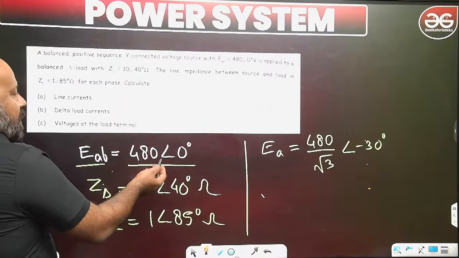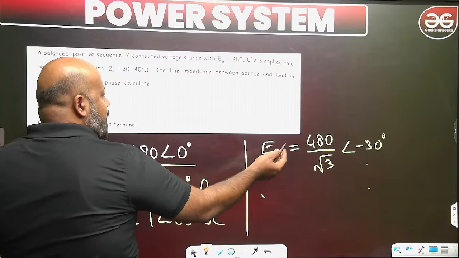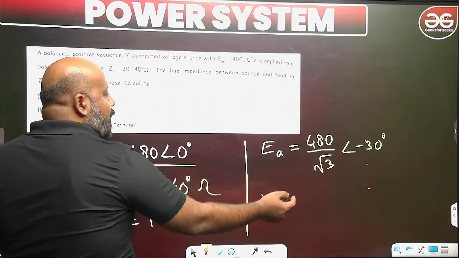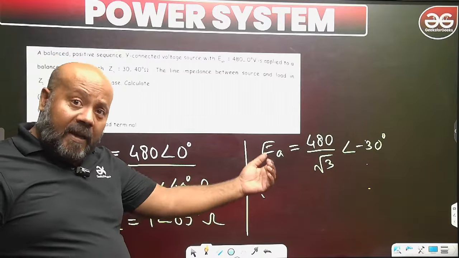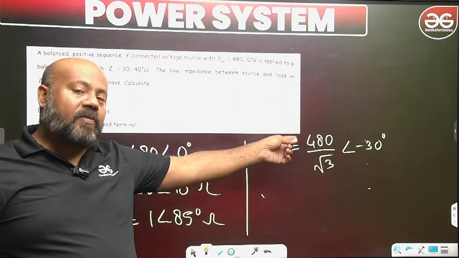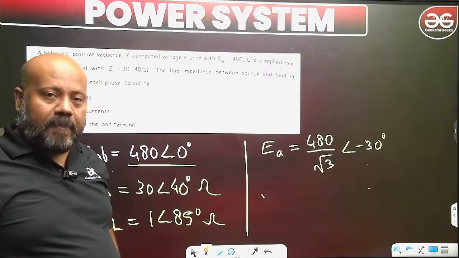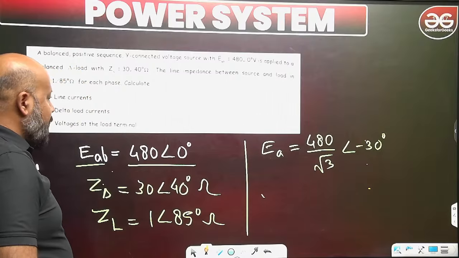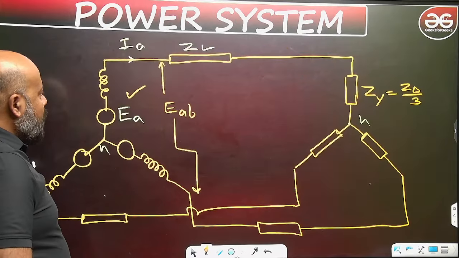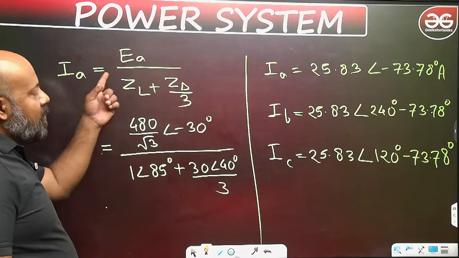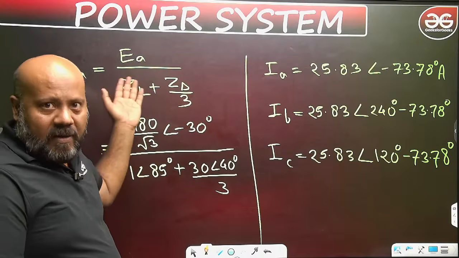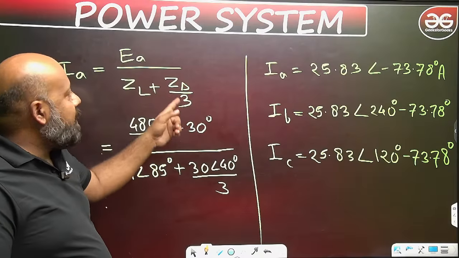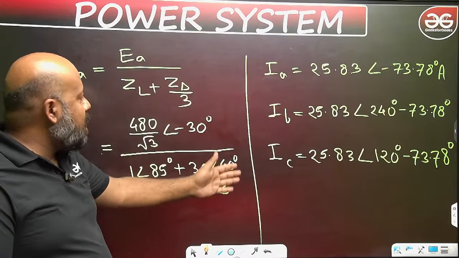If line voltage is given, I am writing the phase voltage as line voltage divided by root 3, and I know for a star connection, the phase voltage lags by 30 degrees with respect to the line voltage. So minus 30 degrees. Already in yesterday's class we have discussed. Now if you know the per phase EMF, the A phase voltage divided by the total impedance of the circuit, ZL plus Z delta by 3, so you can solve it.